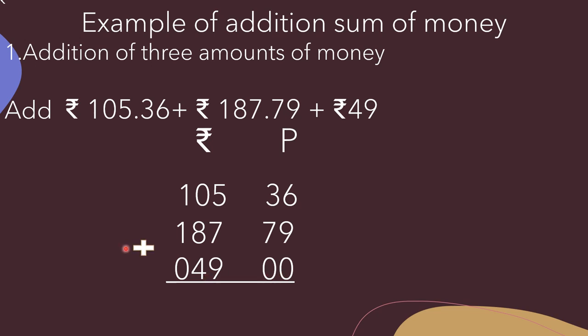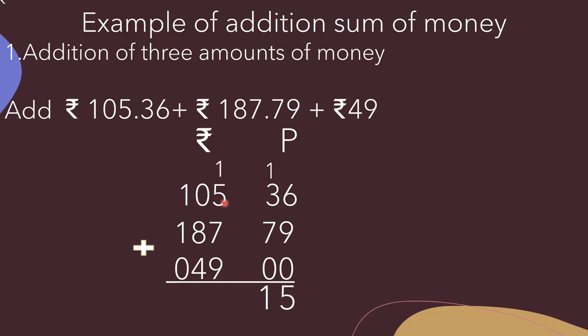Okay, now we have to add, so we will put the plus sign. So let's start from our right hand side. Here it is given 6 plus 9, and 6 plus 9 is equal to 15, and 15 plus 0 is equal to 15. So 15 is a two digit answer, that's why beta we will write here 5 and 1 will be carryover. Now we have to add 1 plus 3, and 1 plus 3 is equal to 4. Now 4 plus 7 is equal to 11, and 11 plus 0 is equal to 11. So here 11 is again a two digit answer, that's why we will write 1 here and 1 will be carryover in rupees.